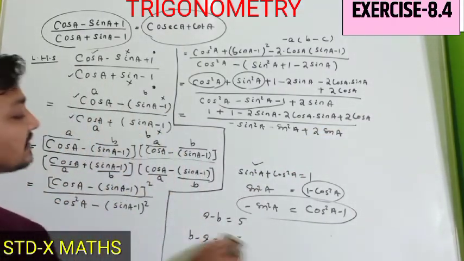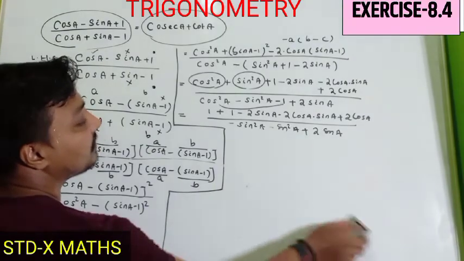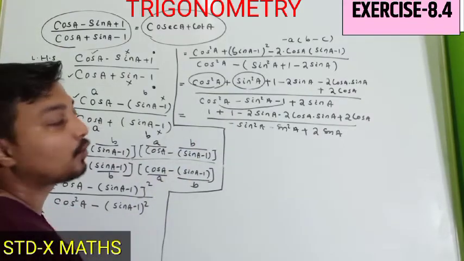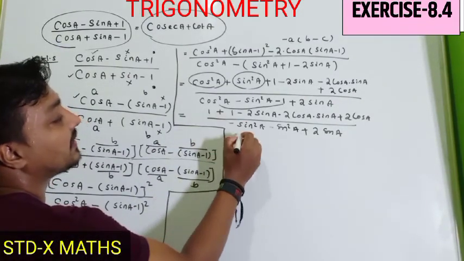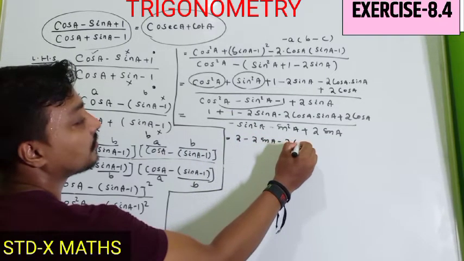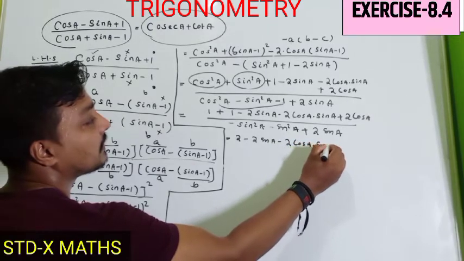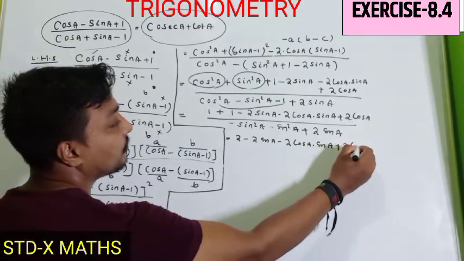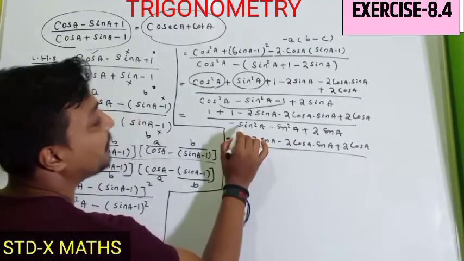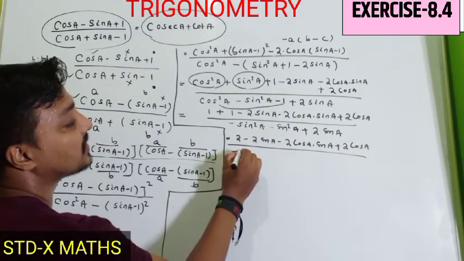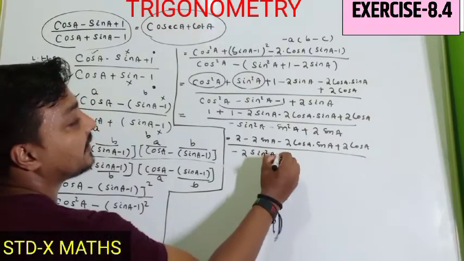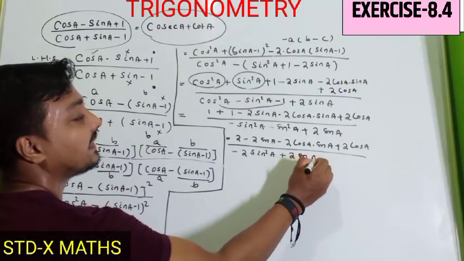Next, only the adjustment is required. See how we will do the adjustment. Here 1 plus 1 is our 2. So I am writing 1 plus 1 equal to 2 minus 2 sin A minus 2 cos A into sin A plus 2 cos A divided by the below one, which is minus sin square A, here it is minus sin square A, which means minus 2 sin square A, and here it is plus 2 sin A.